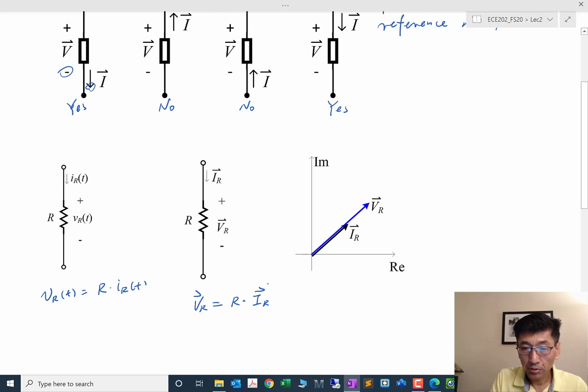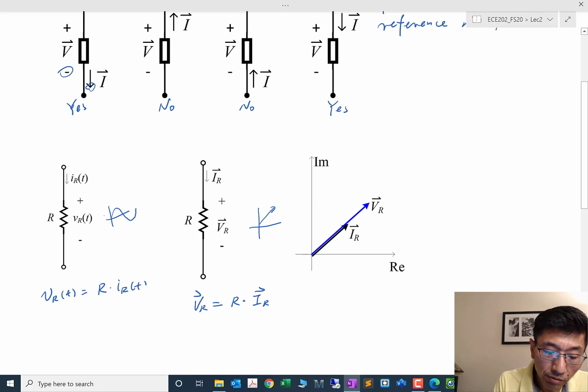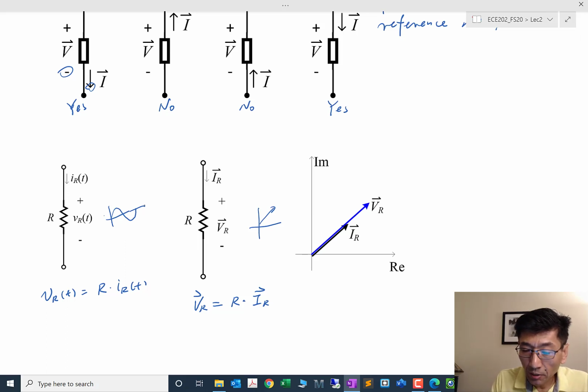Now, for those who still didn't get the concept of phasor: the voltage and current in the time domain are sinusoidal, but this one here is just a complex number, right? Whatever the complex number, it may be in the first, second, or third quadrant. So this is just a static constant number. So the time information is completely gone in phasors, right? And in many cases the frequency is also gone.